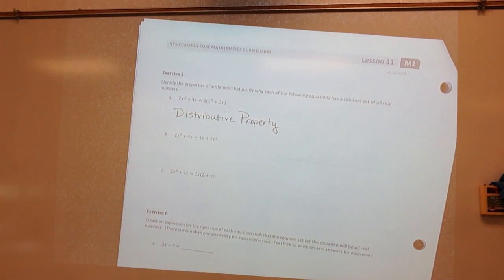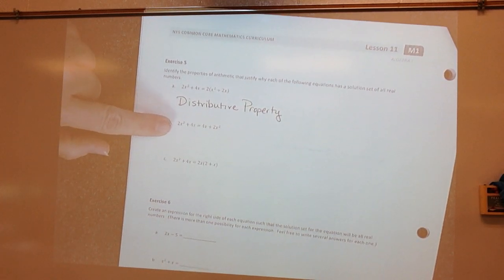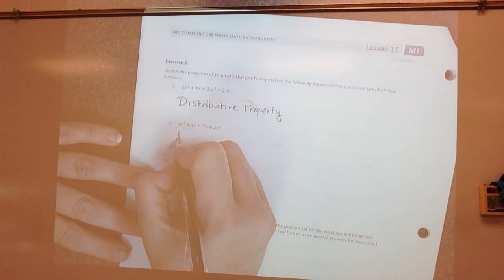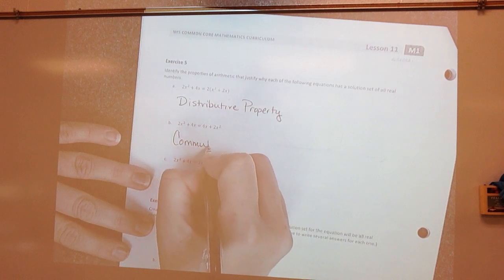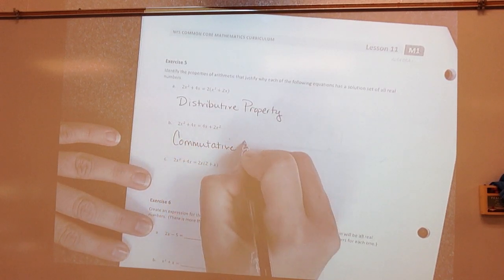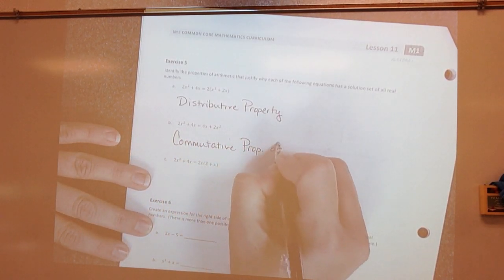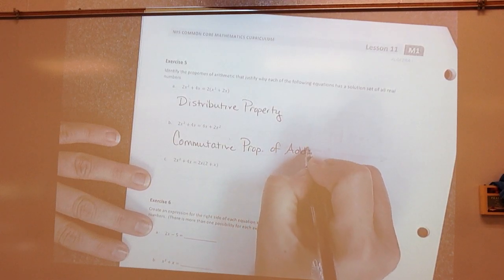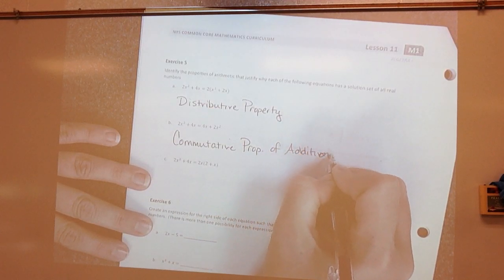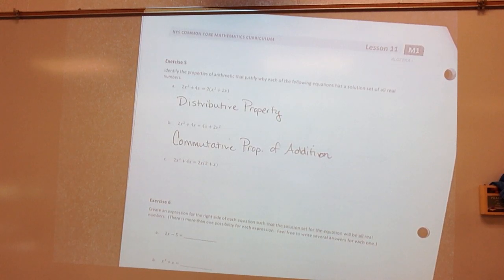All right, look at this next one. 2x squared plus 4x is equal to 4x plus 2x squared. What do we do here? They're the same on both sides. The only thing is the order's changed. And that would be our commutative property of addition. Because the commutative property of addition tells me that it does not matter what order I add my numbers in. 2 plus 3 is the same as 3 plus 2.